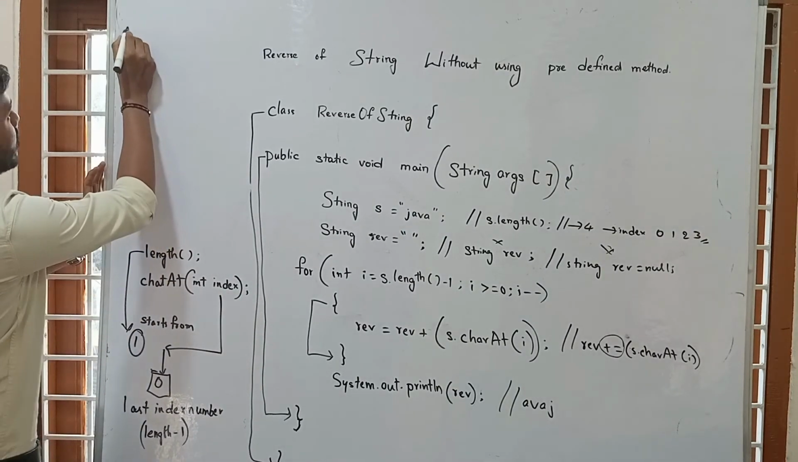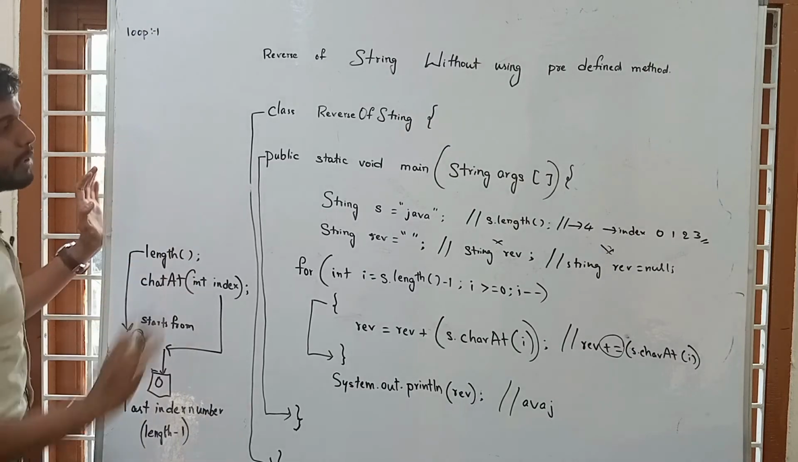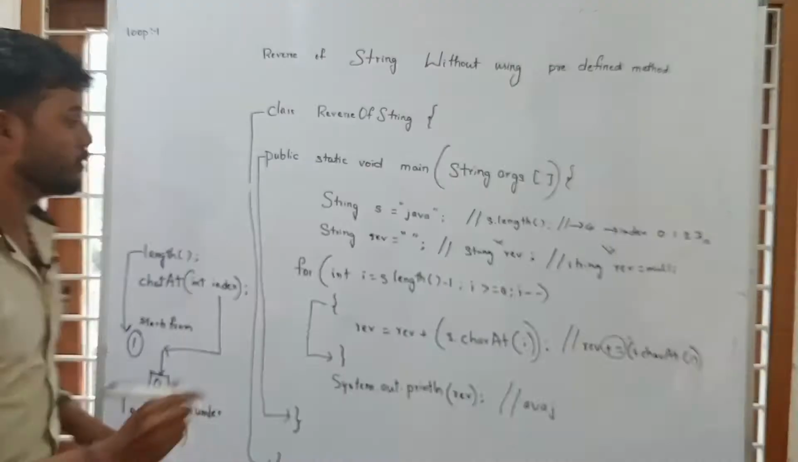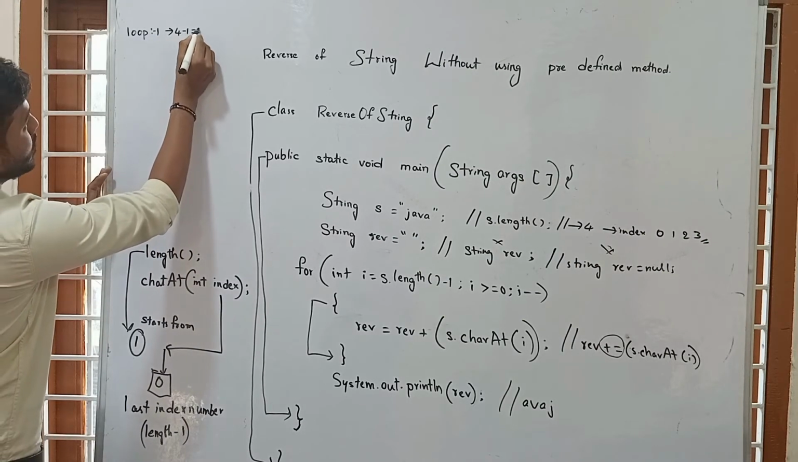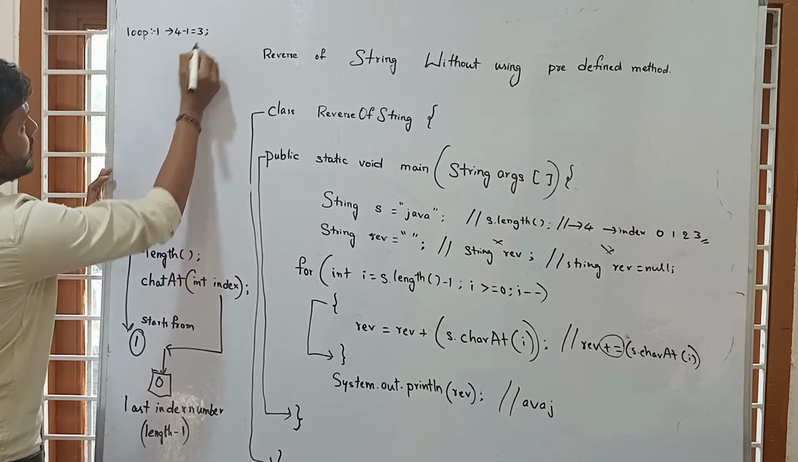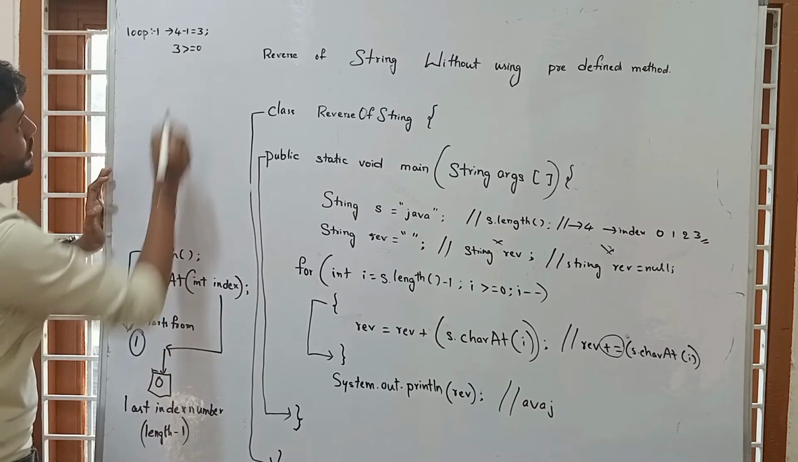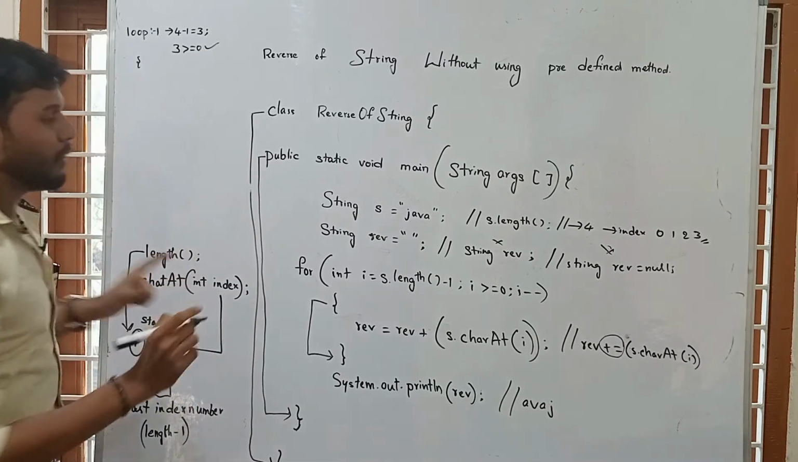In loop number 1, what will happen? s.length, what is the length? 4. 4 minus 1 equal to 3. And then we are given that 3 is greater than or equal to 0. The condition was satisfied, so the loop continues.